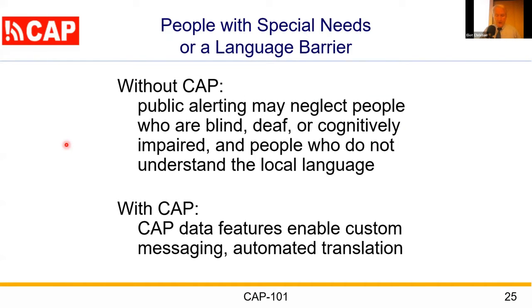Many people in harm's way are underserved with current public alerting because they're blind, or they're deaf, or they're cognitively impaired, or they just don't understand the language used in the alert. They can be much better served by exploiting the data in the CAP alert, because that's language independent, as well as by leveraging automated translation.